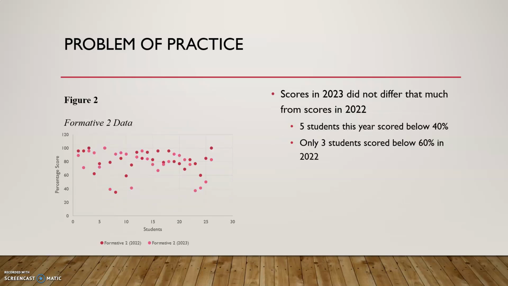If we look at my figure 2, it's my formative 2 data, and this is comparing the scores from this school year in 2023 to last school year of 2022. Not much changed. The data is very, very similar. But if we look closely at the data, students actually did worse this year as compared to last year. This year, 5 students scored below 40%, and last year only 3 students scored below 60%. So what we're doing isn't working, and we need a change.